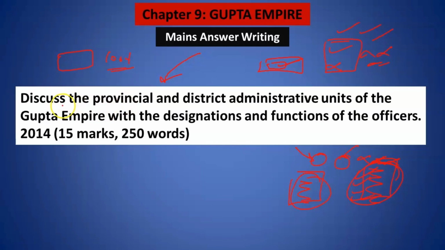So the question is discuss. Last question was comment. This is discuss. Discuss the provincial and district administrative units of the Gupta Empire with the designations and functions of the officers. 2014, 15 marks, 250 words. Discuss the provincial and district administration during the Gupta Empire along with their designations and functions. It has already come in 2014, for 15 marks in 250 words. Hope this point is clear.